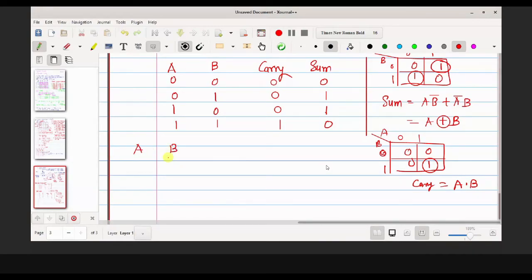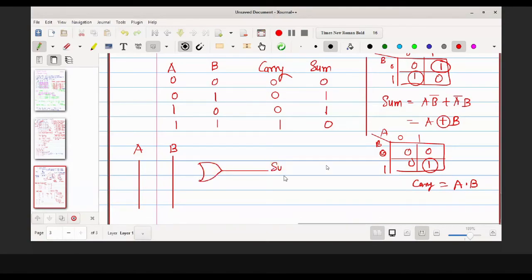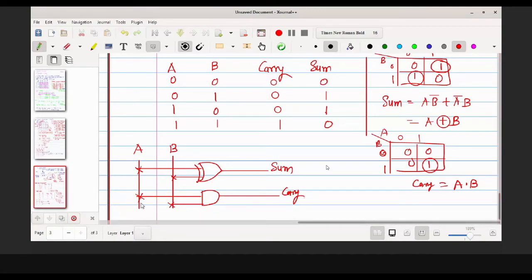A, B, they are my inputs. Okay. Now there is no restriction like basic gates and all. So I'll be directly using the XOR gate. So XOR. So this is my sum. And this is my AND, carry. Right? So this is simply my half adder.